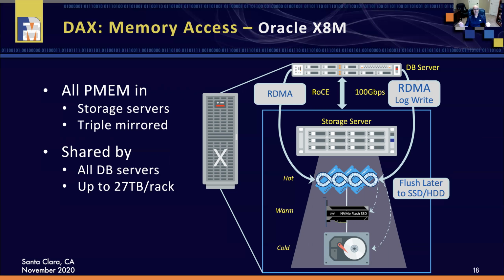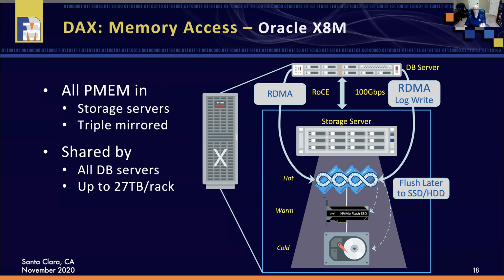They're accessing that PMEM from all the database servers to all the storage servers via RoCE, RDMA over Converged Ethernet. And they're getting incredible performance. In fact, they're getting read performance less than 19 microseconds, which is pretty amazing. And they triple mirror it between the storage servers, so in case you lose a storage server, you still have access to all the data. Very clever.